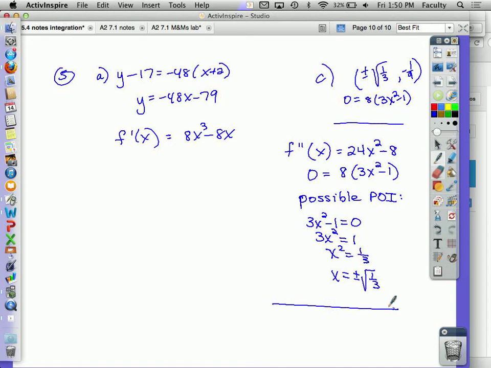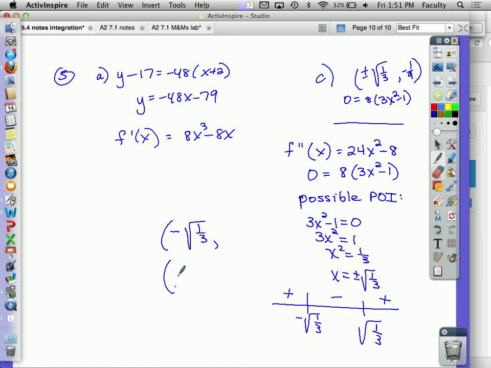So I'll use a number line here. And then you need to do a test point here. If I plug in, let's say 2, that's positive. If I plug in 0, it's negative. If I plug in, say, -2, that's positive. So the points of inflection are going to occur at negative radical 1/3 and positive radical 1/3.